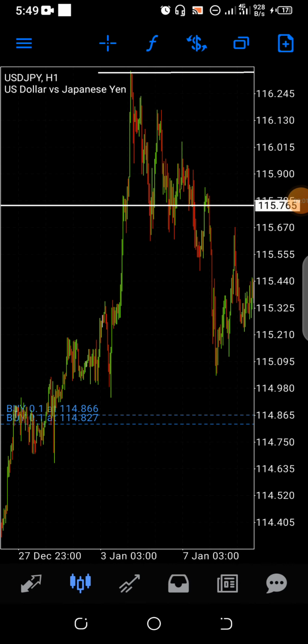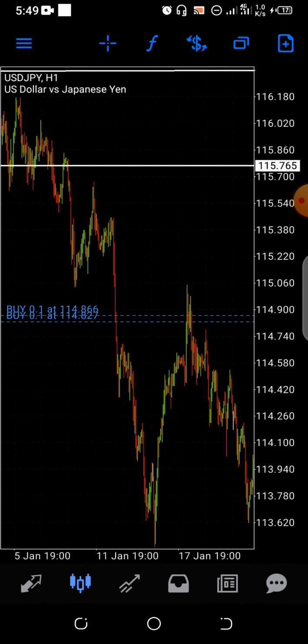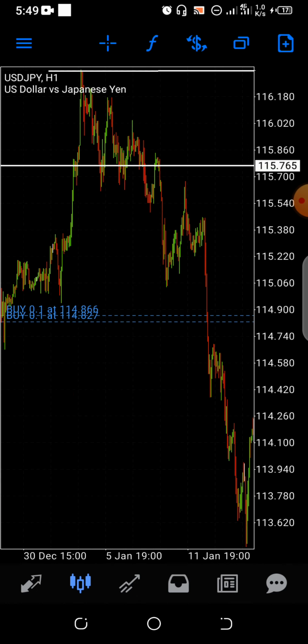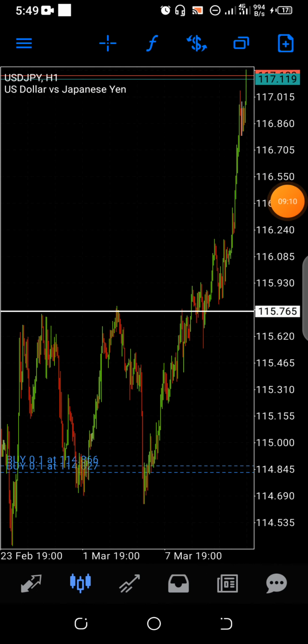You can see the weekly liquidity up there. So it just gave me more confidence to enter this trade.